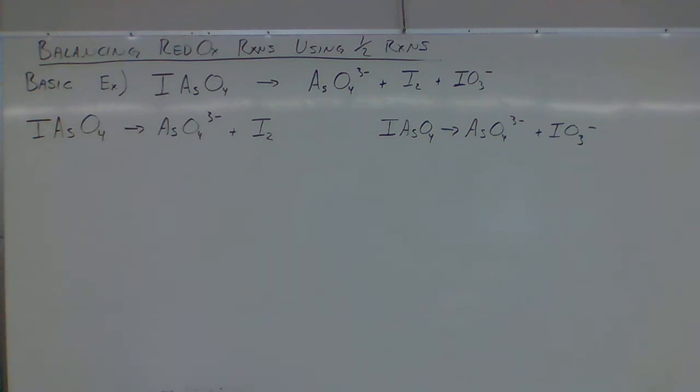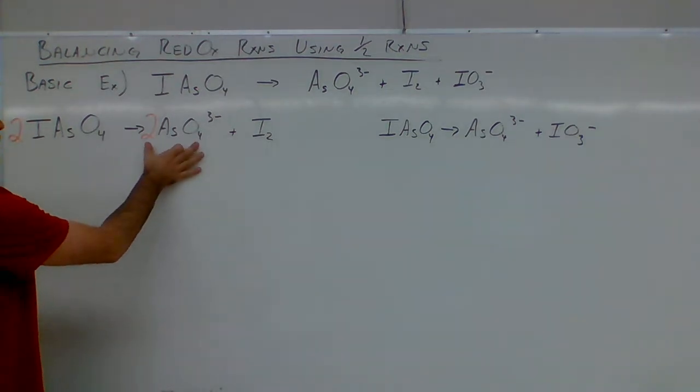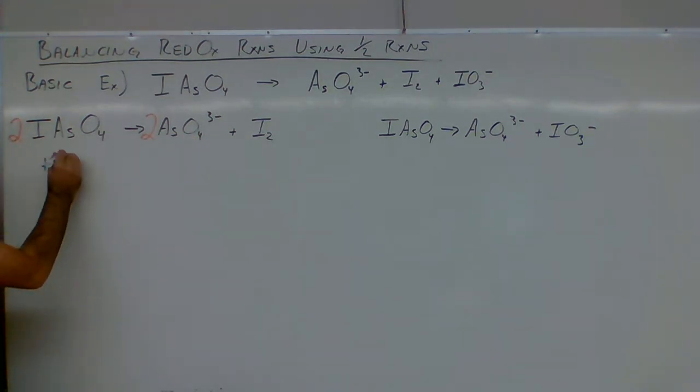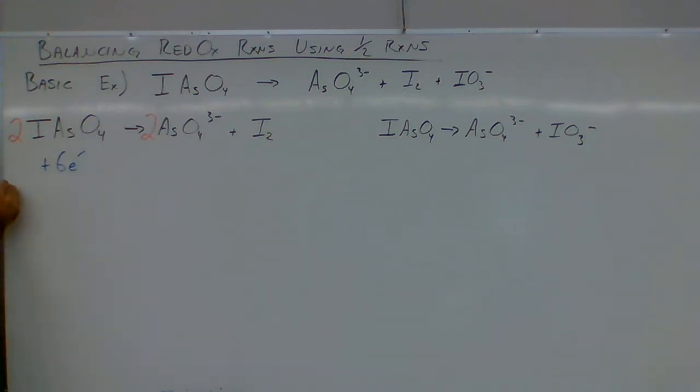When we're looking at this one here, we realize the arsenic and the oxygen are both balanced out. I've got one iodine, I have two iodines. So I need to put a 2 in front here, which means I also need to put a 2 in front of this one. Okay. As I mentioned, our oxygens are both balanced, so I don't need to add in any water, which means I'm not adding any H pluses. What I do need to do is I need to balance out my charges. And so on this side, I have 2 of these 3 minus, so I've got a -6 on this side, so I'm going to add in 6 electrons onto this side, and that will effectively balance out our charges.